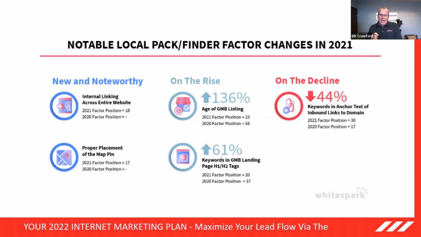Here's a new one to me, the age of a Google My Business listing. So we all know that when your domain name and website is older, Google gives that a little bit of an edge ranking factor. Now we're seeing that in the Google My Business listing. Keywords on the landing page. And this one a little bit surprises me.